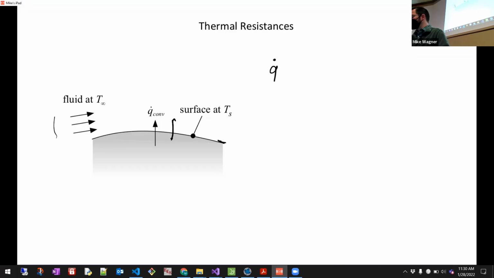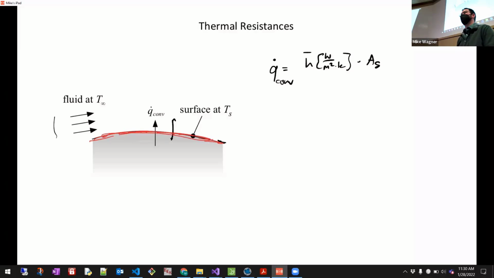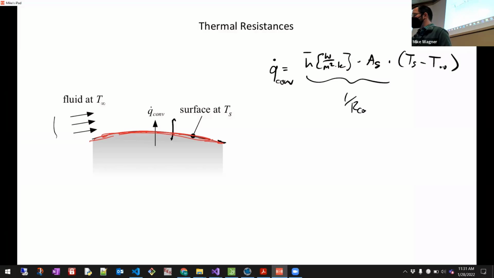So we would write this for convection in terms of temperature as the heat transfer coefficient, H bar, which usually has units of watts per meter squared Kelvin, times the area, the surface area. By the way, what's the surface area? It's this, right? Maybe it's obvious, but it's the area that's exposed to the fluid. And then times the driving potential, so that would be Ts minus T infinity in this case. Okay, so what is our resistance? Well, it's just 1 over this, right? 1 over our convection is that.